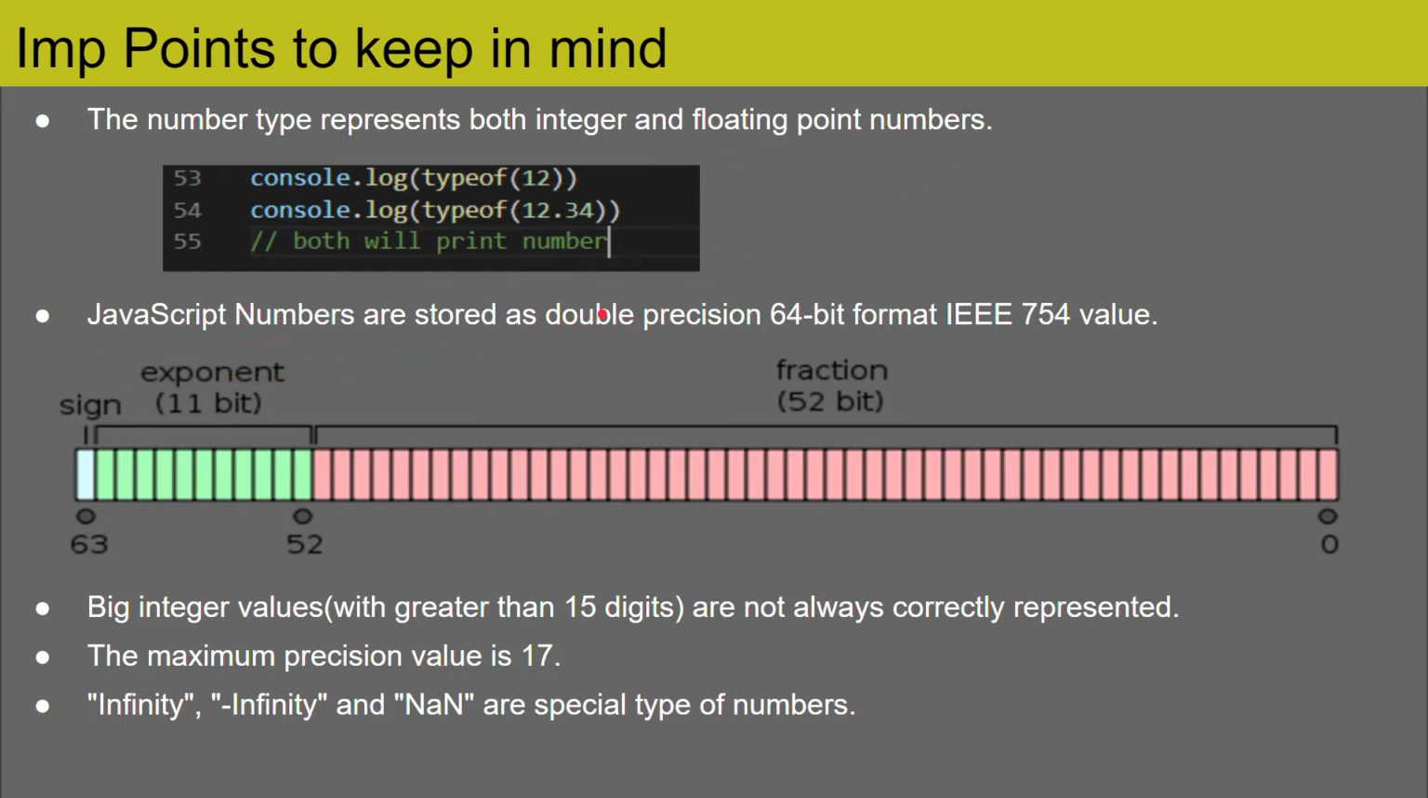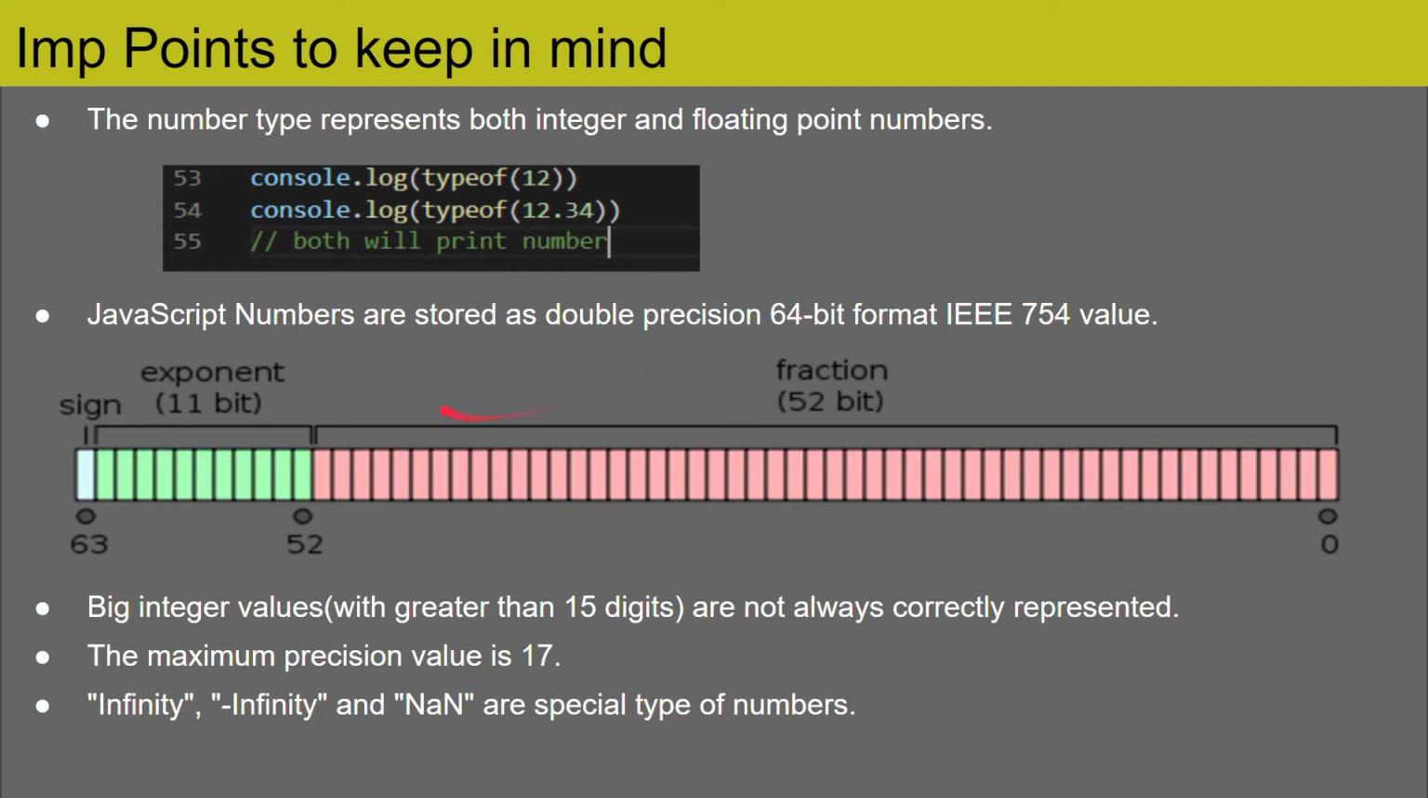The next point is that JavaScript numbers are stored as double precision 64-bit format IEEE 754 values. If you talk about the internal structure, how the number value is stored internally by JavaScript, then this is how the values are being stored. JavaScript uses the 64-bit format where it divides the entire value into three parts. The first part is sign, the next part is exponent, and the third part is the fraction, or you can also call this mantissa or significand, whatever you like. Most of the bits are taken by the fraction.